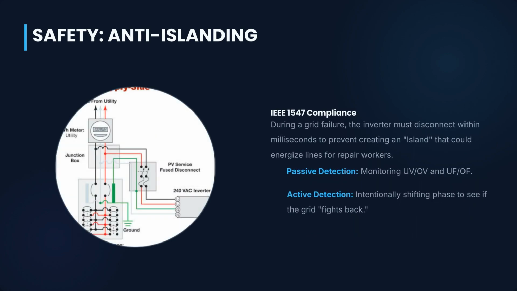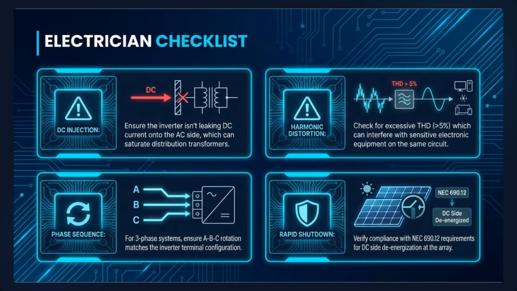A crucial safety feature is anti-islanding, which is mandated by IEEE 1547. It requires the inverter to disconnect within milliseconds during a grid failure to protect utility workers. This uses both passive and active detection methods.